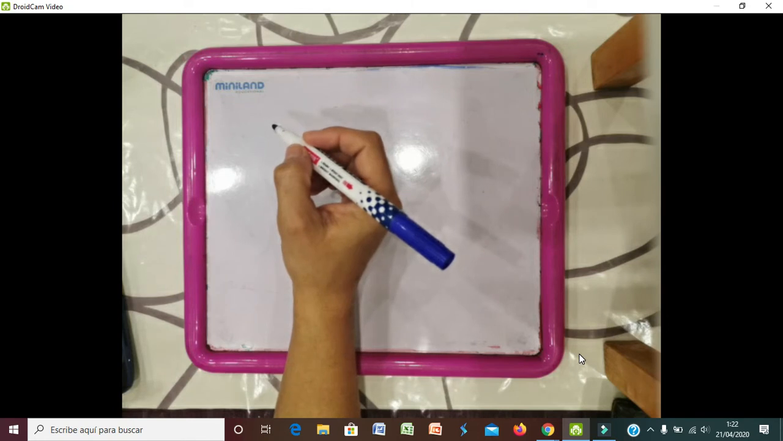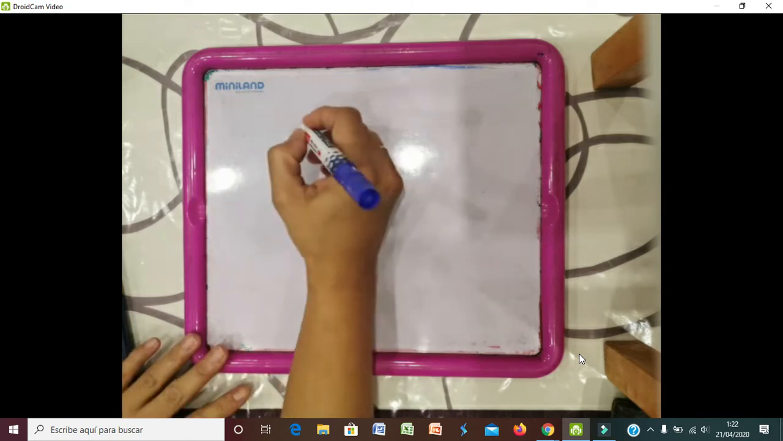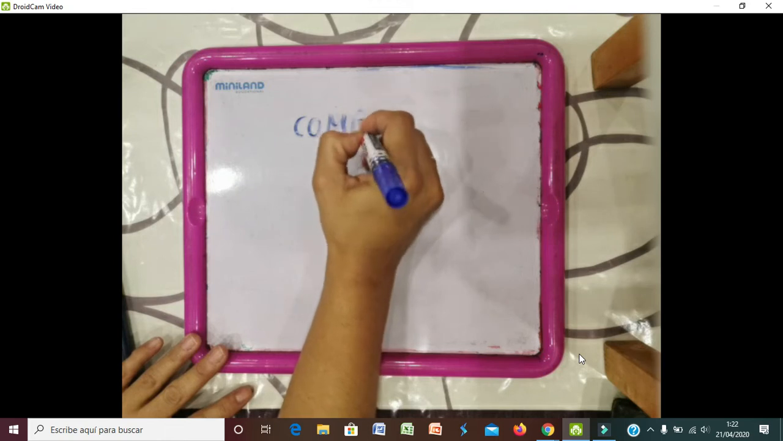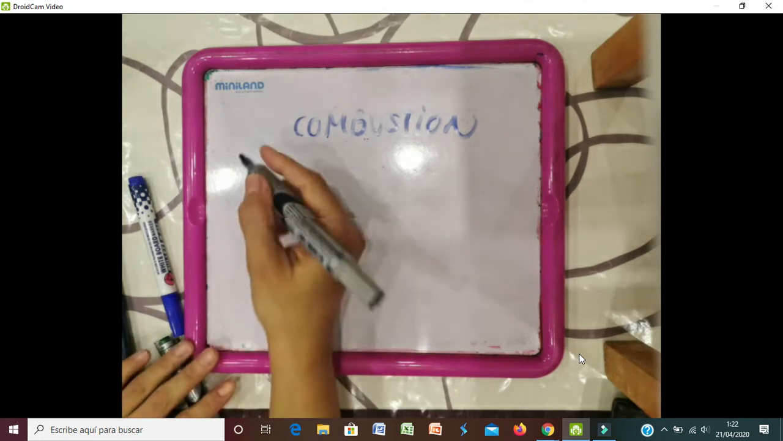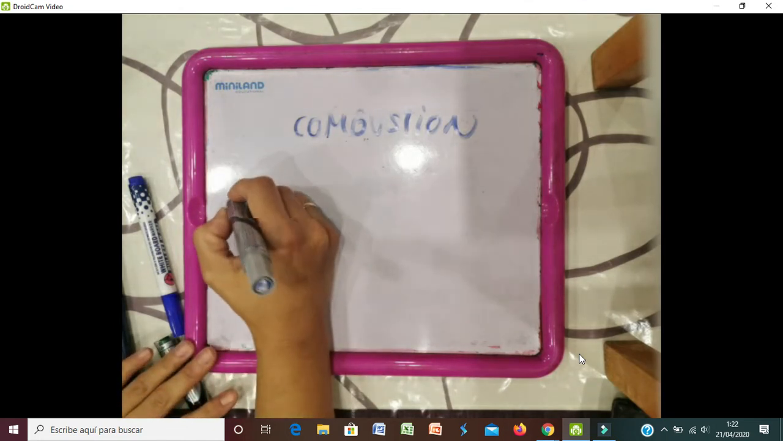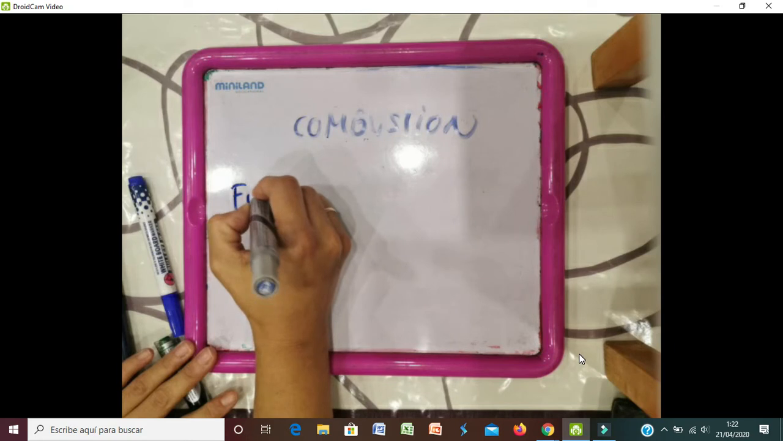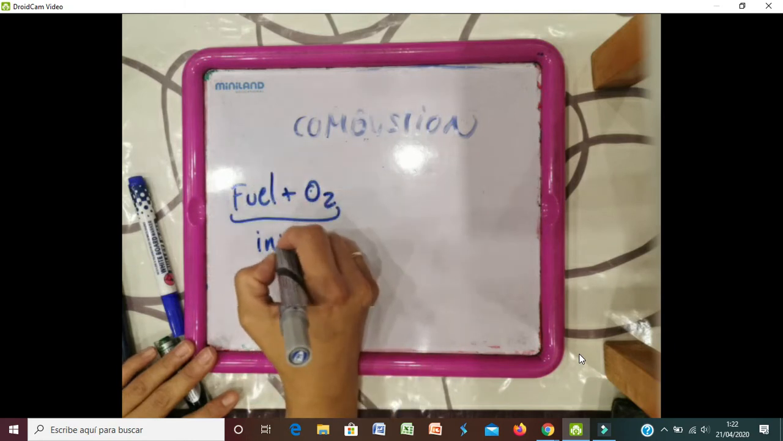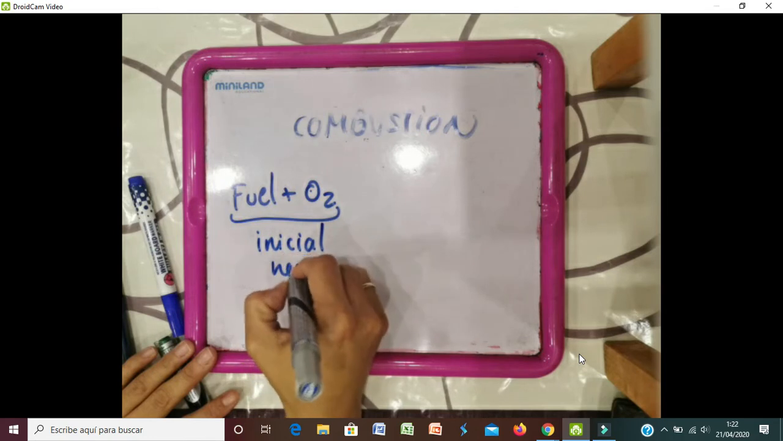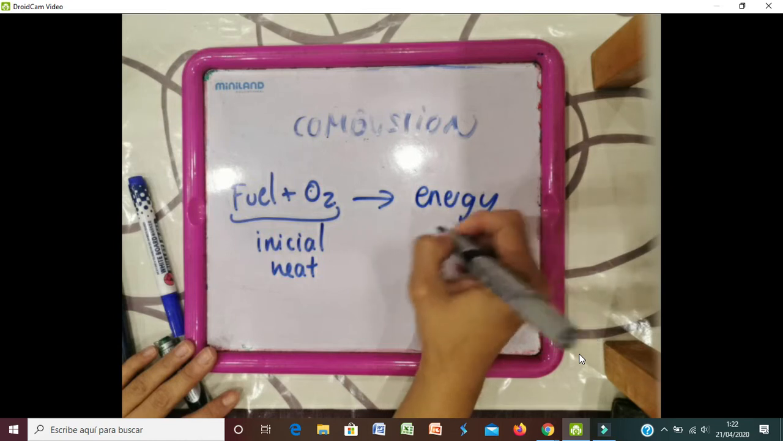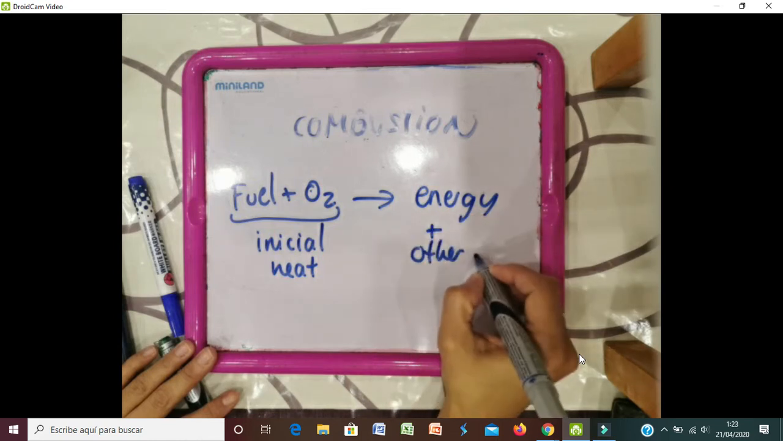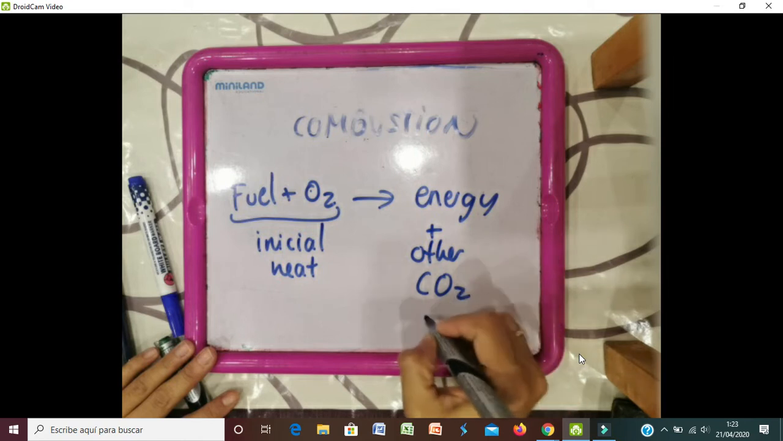First of all, we are talking about a combustion reaction. Now we are going to review some things that you may have about combustion. For combustion you need a fuel, oxygen, and an initial amount of heat, and then you obtain energy and other substances like, for example, carbon dioxide or smoke.